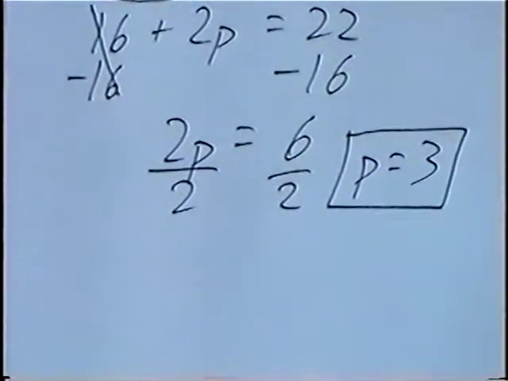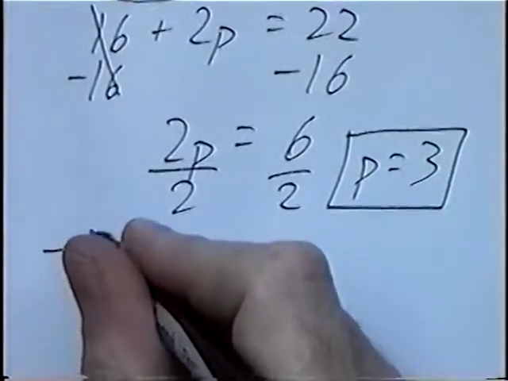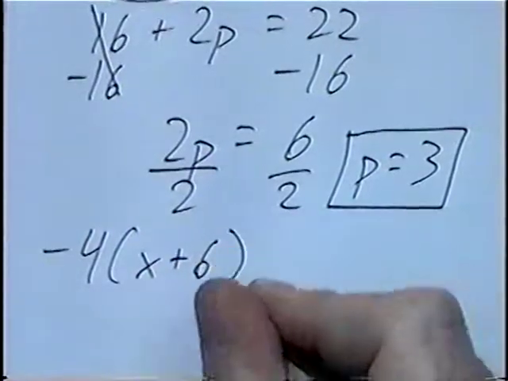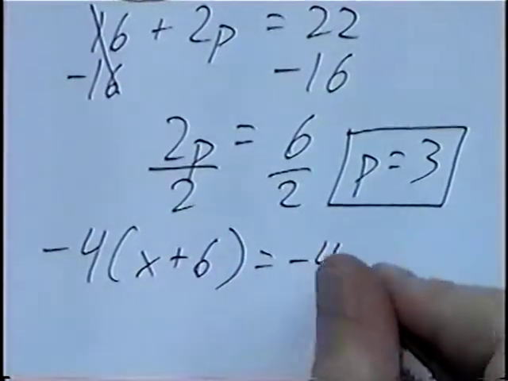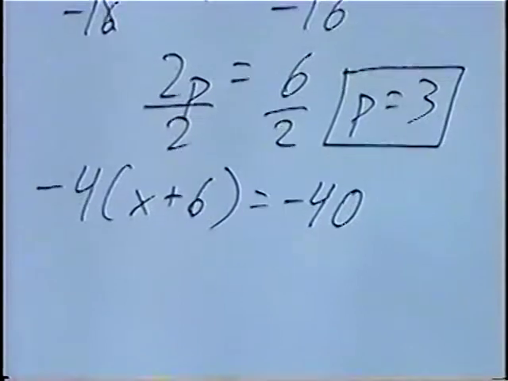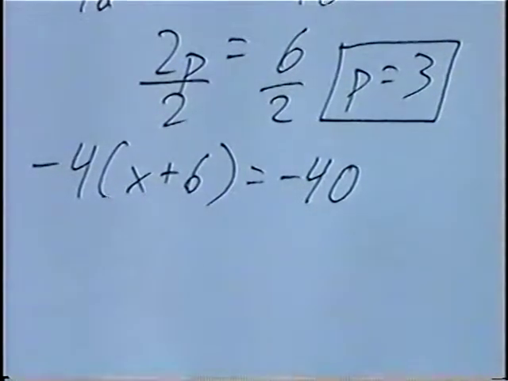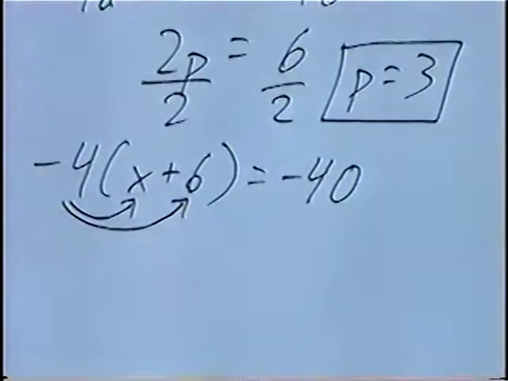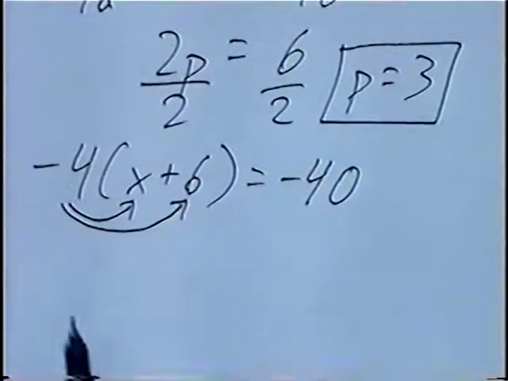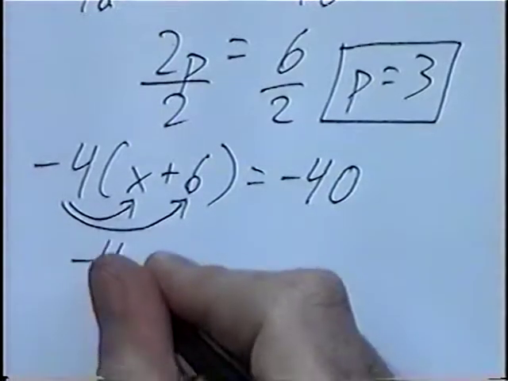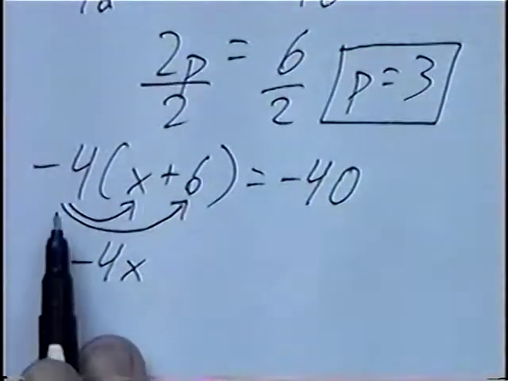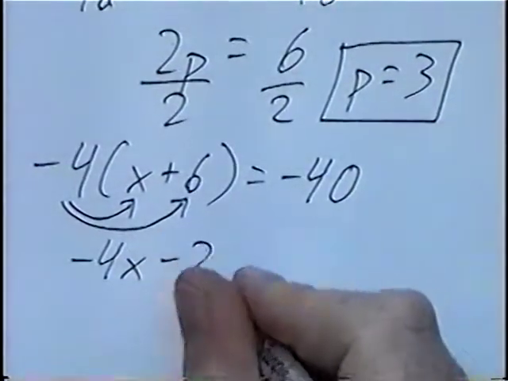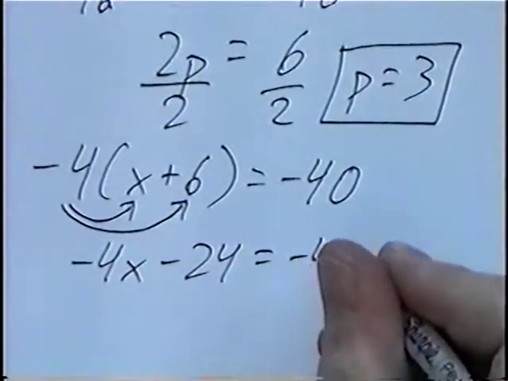Second question, and last question for the section. Negative 4, and inside parentheses x plus 6 equals negative 40. And again, the negative 4 outside the parentheses, we can distribute or multiply inside the parentheses. Negative 4 times x would be negative 4x, and negative 4 times a positive 6 would be negative 24, equals negative 40.